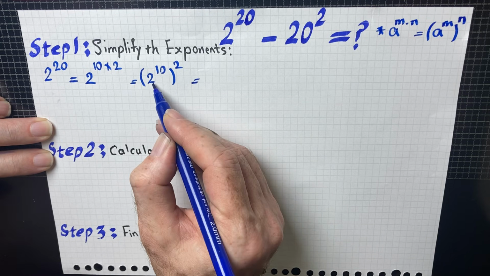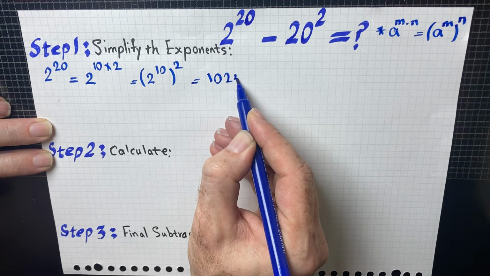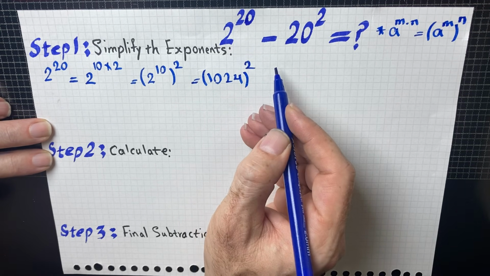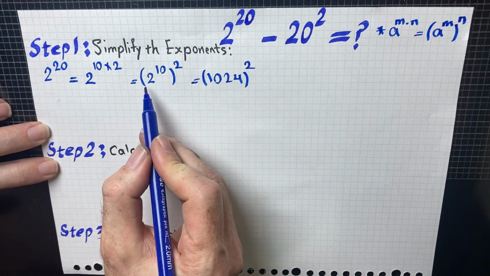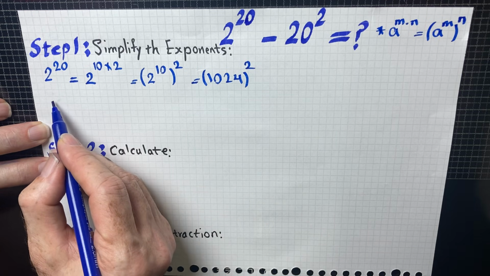Next, what is 2 raised to the power of 10? As you know, it is 1024. So it is going to be 1024 raised to the power of 2. If you want to know why 2 raised to the power of 10 is 1024, I will show you.